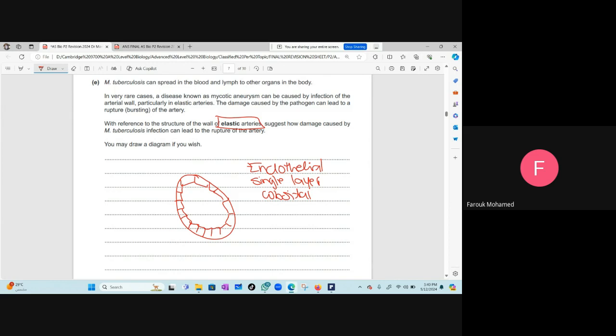To allow for fast flow. With the rough, they allow the smooth flow of blood with no friction. Just a single layer of flattened cells, okay? Cuboidal or flattened cells. They are smooth, okay? To reduce friction. Don't forget.